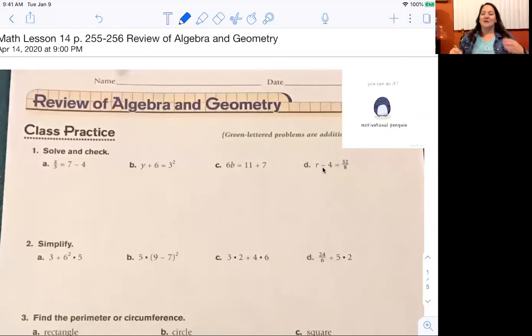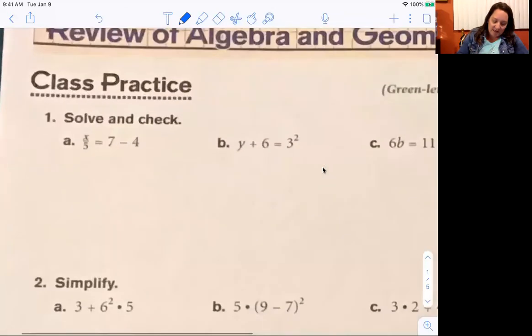So let's go to 1. It's a review day again because tomorrow's a test. So no lesson. We're just going to jump right into the review. Number 1, solve and check. Let's work on these equations.